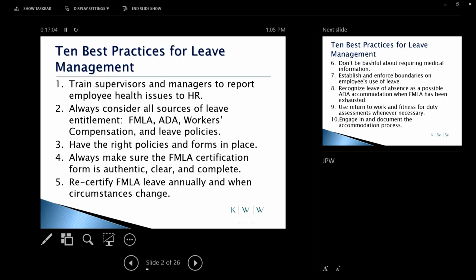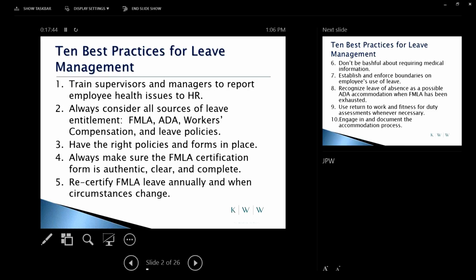Whenever you're tackling an employee health issue and the possible need for leave, you've got to consider all of the possible bases for an employee's entitlement to leave. So that could be the FMLA, it could be the ADA, it could be under your state's workers' compensation laws, or it could be under the very policies and practices that you as an organization have adopted or adhered to. You have to have the right policies and forms in place. That's best practice number 3. A lot of times with the FMLA in particular, it comes down to a battle of the forms, and you want to be able to win that battle.